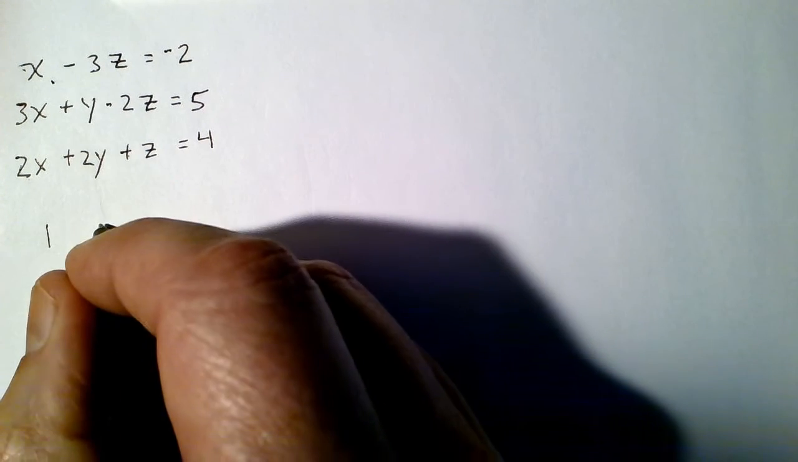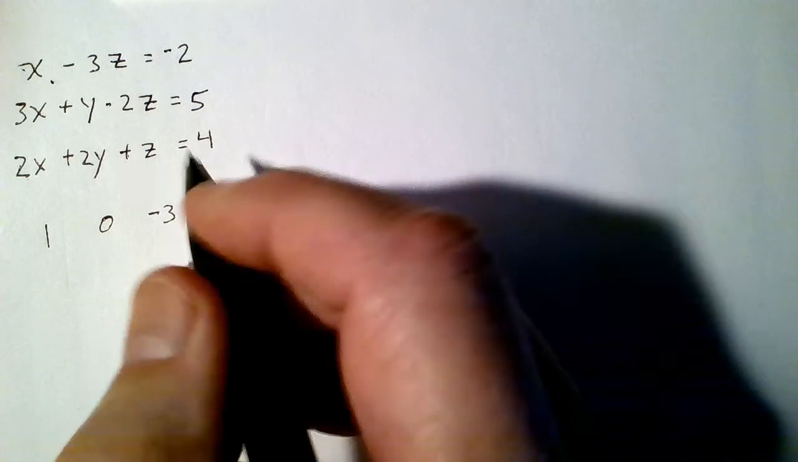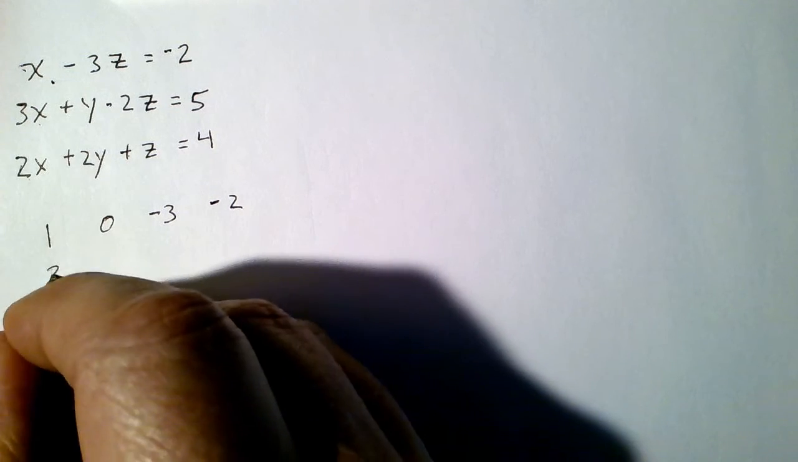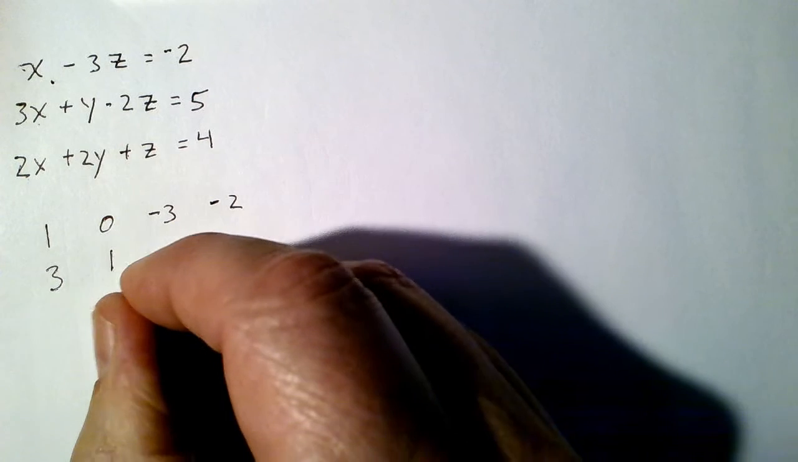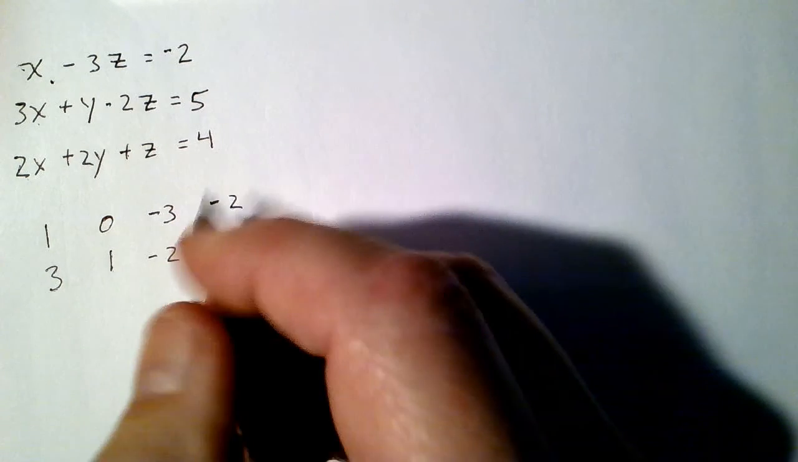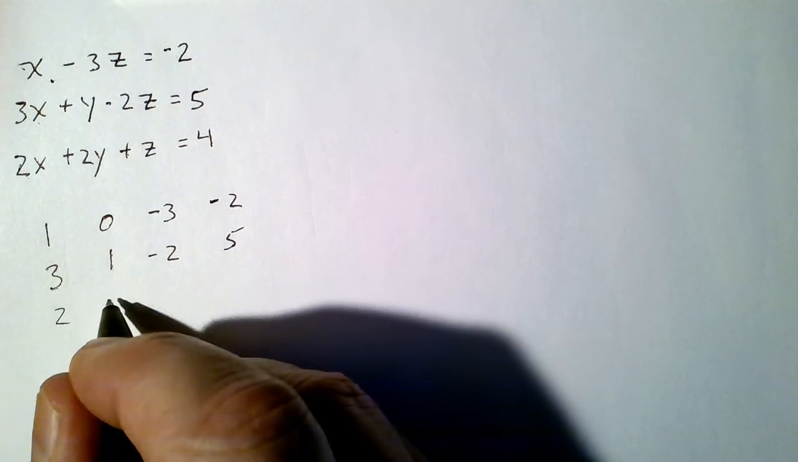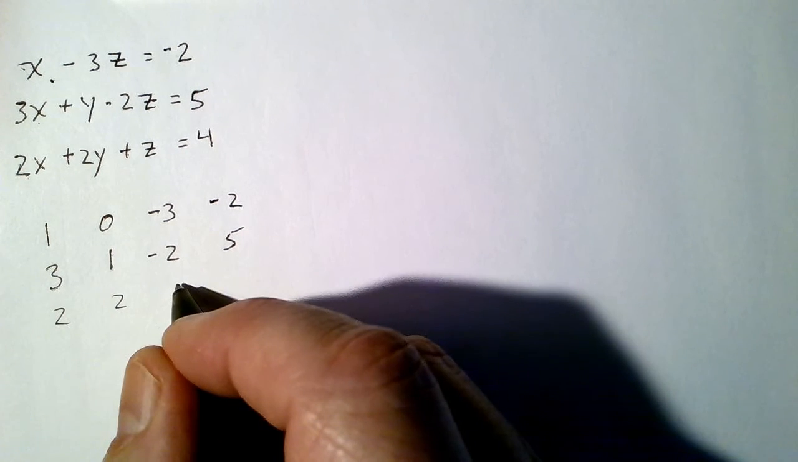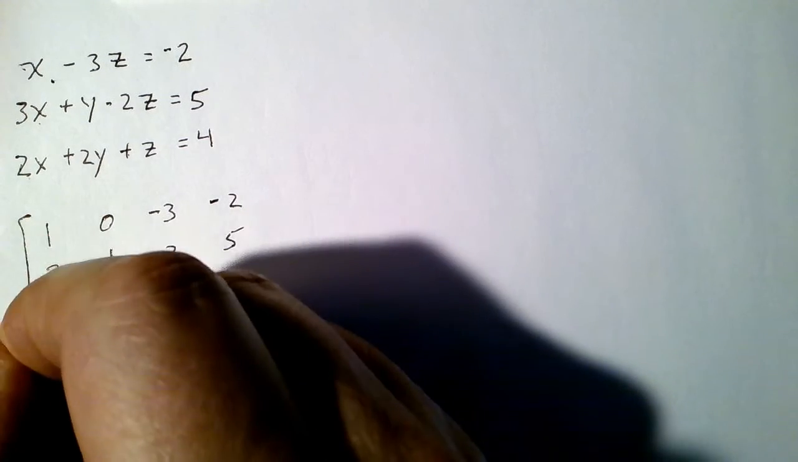I've got 1x, no y's, negative 3z's equals negative 2. 3x's, 1y, negative 2z's equals 5. And 2x's, 2y's, 1z equals 4.